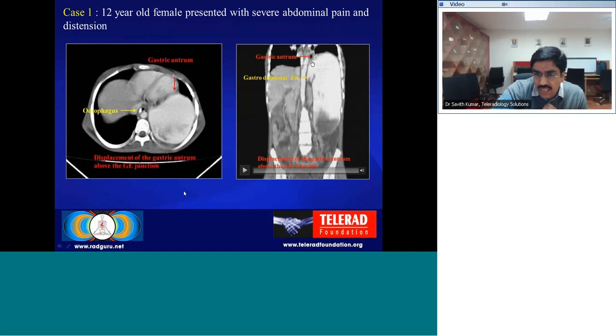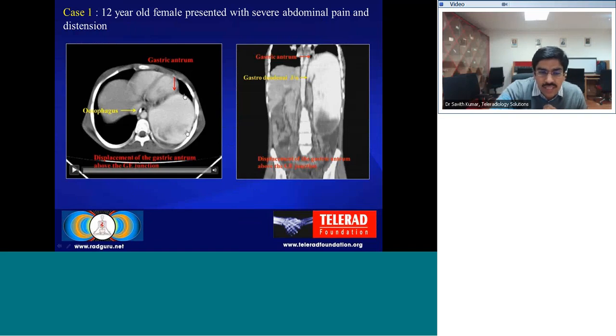So what do we see on this coronal image is a vertically oriented and distended stomach, and the gastric antrum is on top. And this is the marking of a gastroduodenal junction. Okay, let's see this cine loop.